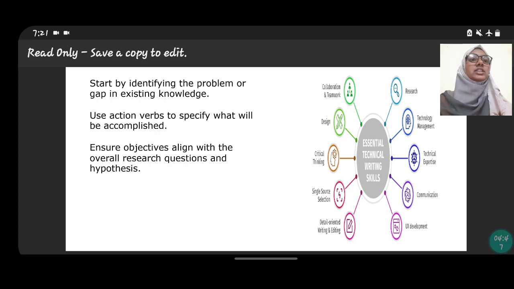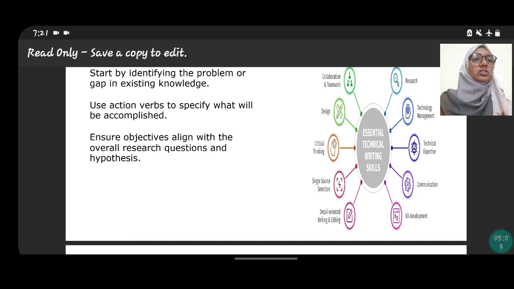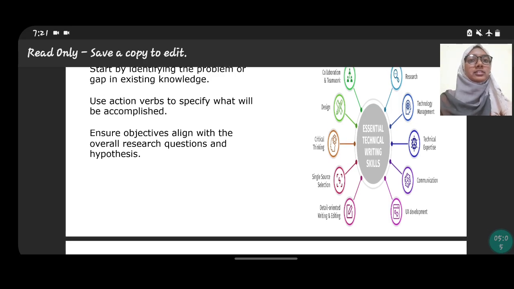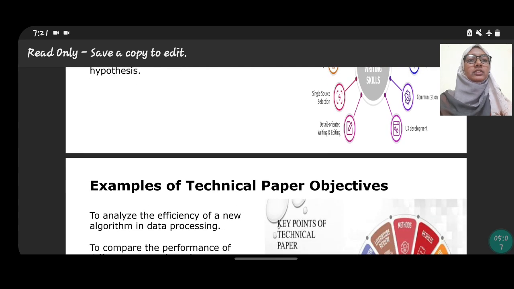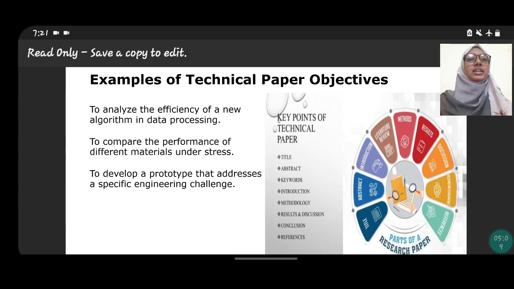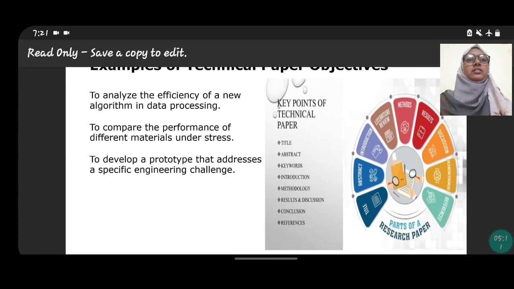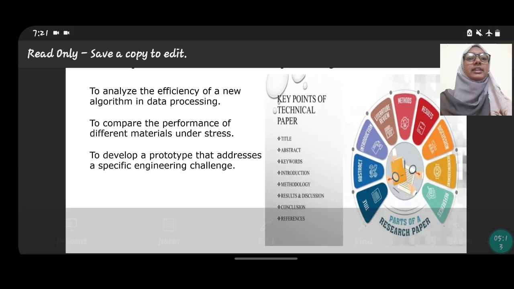So here are some essential technical writing skills: collaboration and teamwork, design, critical thinking, source selection, development, communication, technical expertise, knowledge, technology management, and research. Examples of technical paper writing.